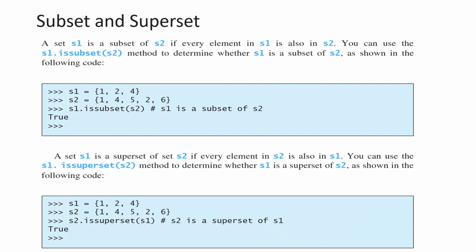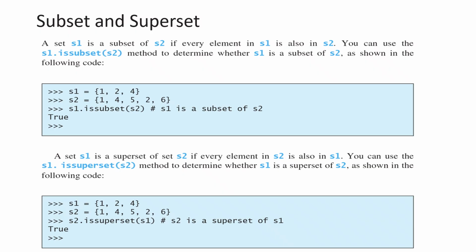Subset and superset. A set s1 is a subset of s2 if every element in s1 is also in s2. You can use the s1.issubset of s2 method to determine whether s1 is a subset of s2, as shown in the figure. So s1 is 1, 2, 4, s2 is equal to 1, 4, 5, 2, 6. s1 is a subset of s2, so it will return true.